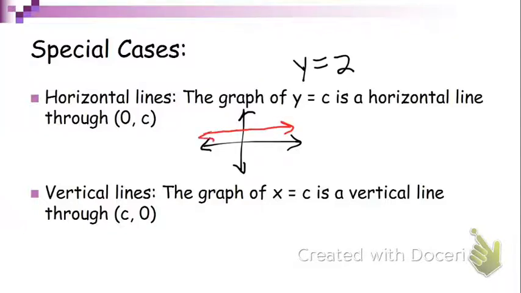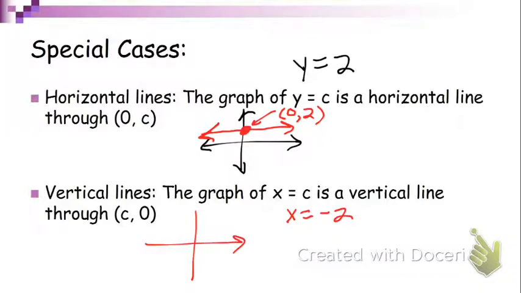So we'd have a horizontal line that looks like this. Y is always 2. And this ordered pair here would be 0, 2 for our specific case of y equals 2. Vertical lines, they have the equation x equals some number. So let's say we use x equals -2.